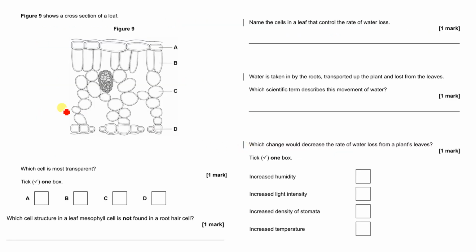Simple. Now, figure 9 shows a cross-section of a leaf. When given this type of question, first you should try and label the parts. This is the upper epidermis. This is the palisade mesophyll layer. This is the spongy mesophyll layer. You have the guard cells here that control the opening and closing of the stomata. Now, they say which cell is the most transparent? It is A that is the most transparent, which is the upper layer.